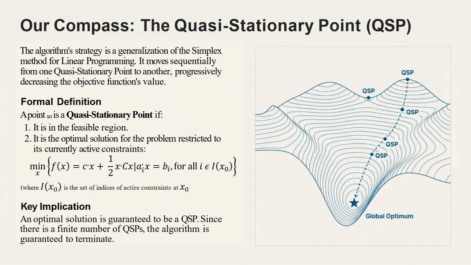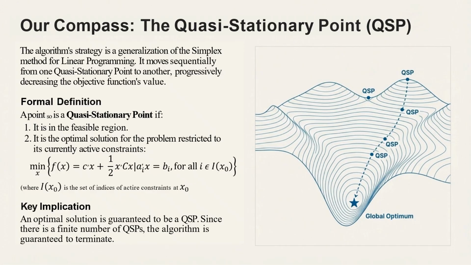According to the slide, a point x0 is considered quasi-stationary if it satisfies two simultaneous conditions. First, it must lie within the feasible region. Second, it must be the optimal solution for the restricted subproblem, where we only consider the constraints that are currently active at that point. Mathematically, this is expressed as minimizing the objective function subject to a sub I prime x equals b sub I for all indices in the active set I of x sub 0.